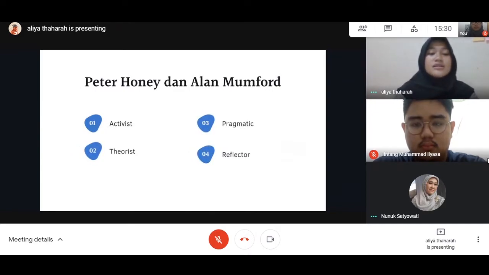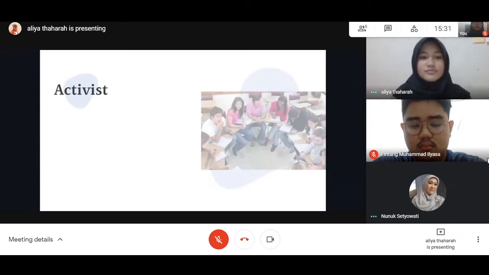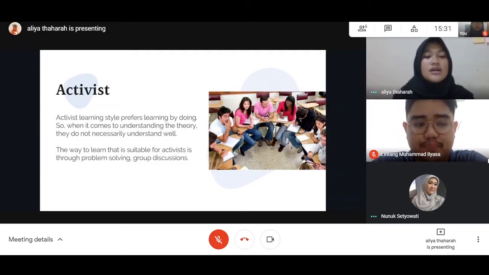And there is also the Peter Honey and Alan Mumford version of learning styles. There are also four: activist, theorist, pragmatist, and reflector. The first is activist. The activist learning style prefers learning by doing.